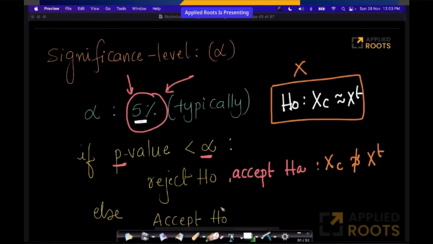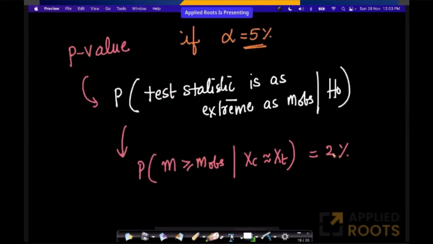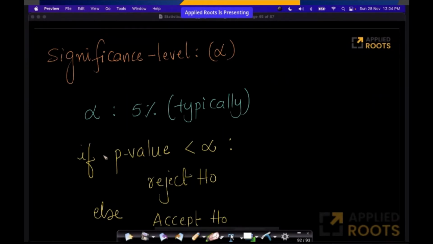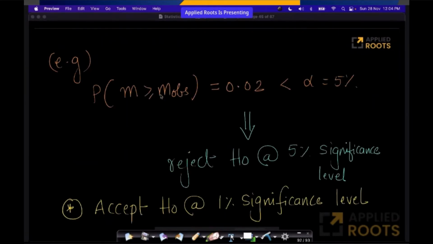Simple. Again, imagine that this p-value that we computed is not 2%, but let's say some 10%. If this is 10% and our significance level is 5%, then the p-value, which was 10%, is not less than 5%. So we'll go into the else condition, and then we will accept H0. This is the setup. Now you might say, all this is cool, but let's take another example.